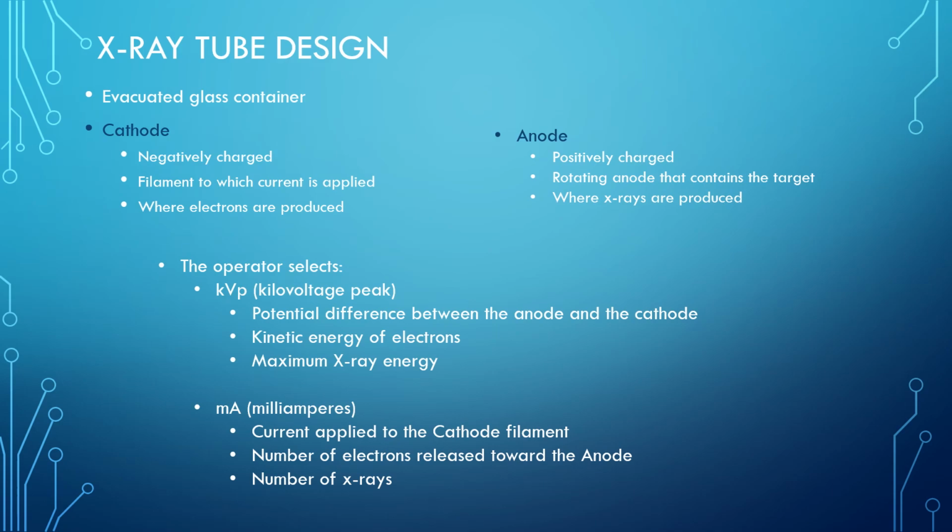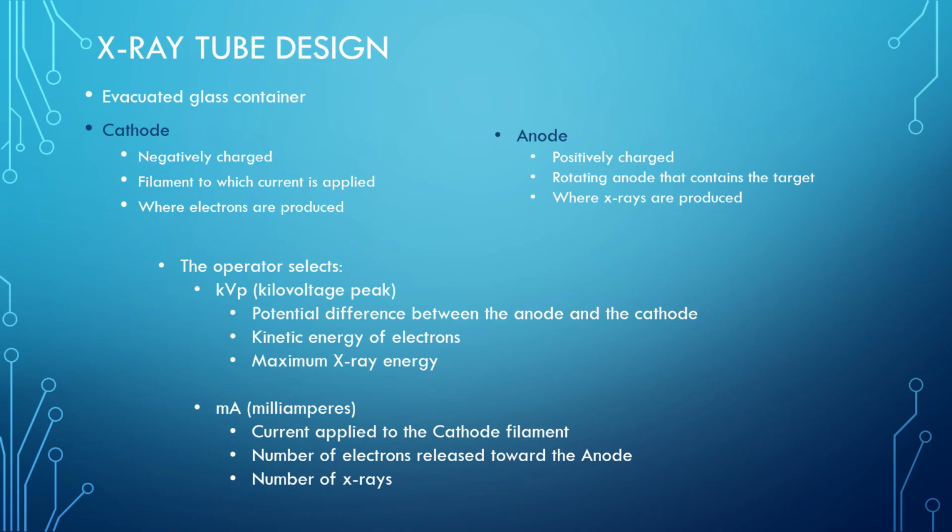The operator selects the kVp or kilovoltage peak. This is the potential difference between the anode and the cathode. This is the kinetic energy of the electrons as they leave the cathode, and this is the maximum X-ray energy. So the kVp controls the energy of the X-rays that are going to pass through the patient.